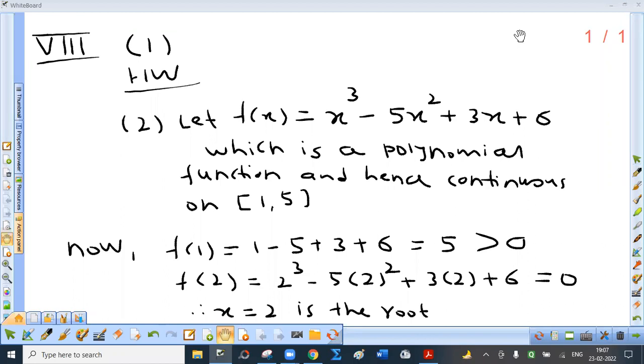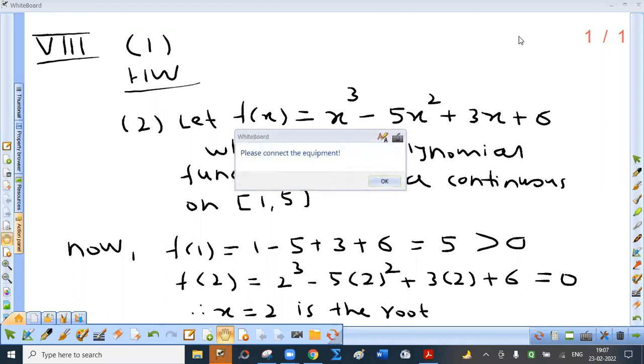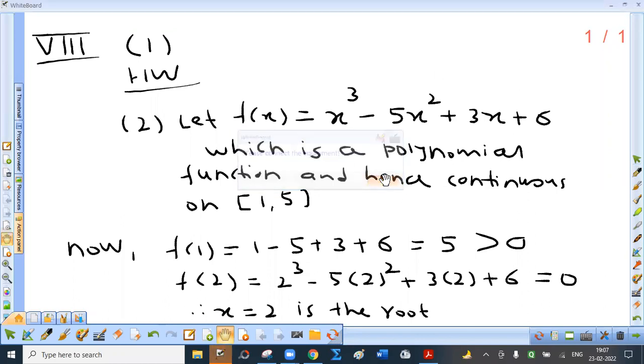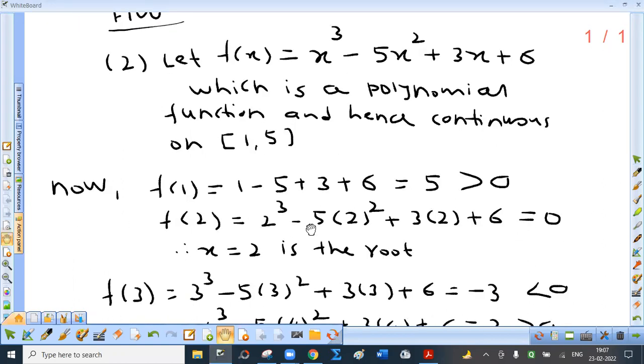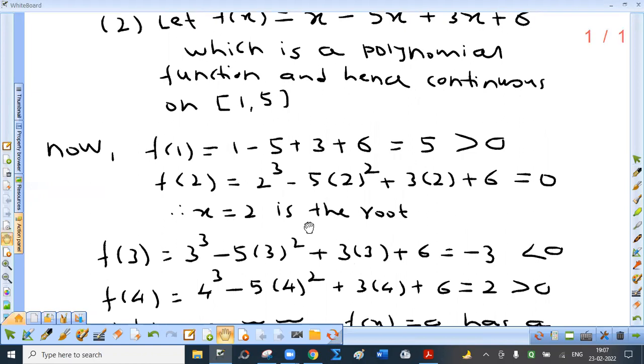Anyways, you have to use the trial and error method. The given interval is 1, 5. Find out f of 1, it comes out to be positive. Find out f of 2, it comes out to be 0. So actually we are asked to just show that there lies a root. But we have got f of 2 equal to 0, so 2 is the exact root. Now, we have to find the other root.